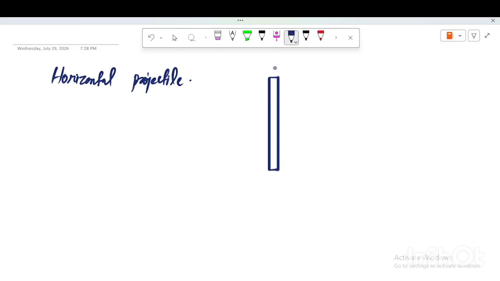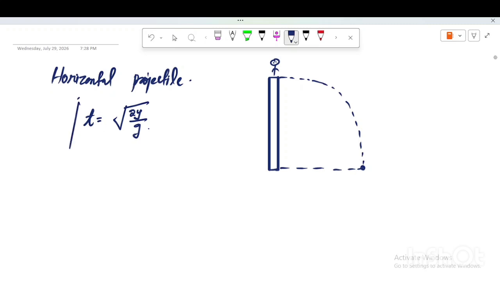Height, and here the vertical component is 0, only the horizontal component there. Okay, and we also derived the time period for this. The time period t comes out to be under root of 2y upon g. This was the formula to calculate the time period in horizontal projectile motion.